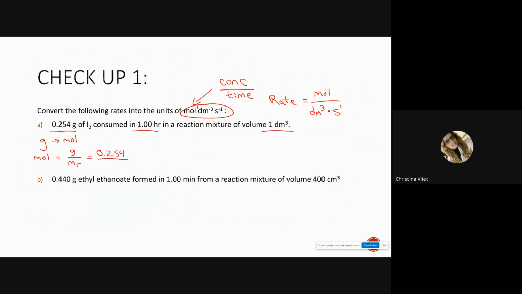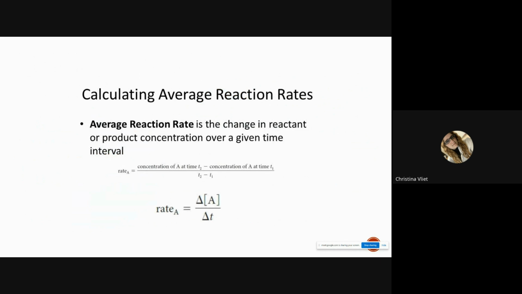0.254 divided by molar mass. What is the molar mass of I2? I2 is 126.9 times 2, so 253.8. So this is going to be, do I have to write out 0.001000788? No. Where do I cut that? 0.001. I agree, I would cut that there. We're good with that?